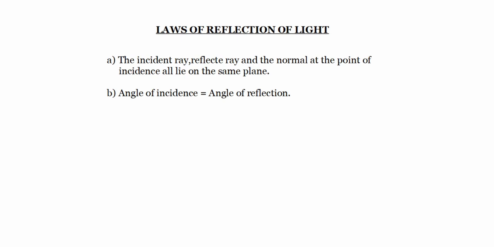That is a simple concept. Next, what is meant by the law of reflection of light? You have to draw the line. This is the mirror. And the normal at the point of incidence. The incident ray, the reflected ray, and the normal all lie in the same plane. This is the incident ray. This is the reflected ray. This is the mirror. This is the backside.